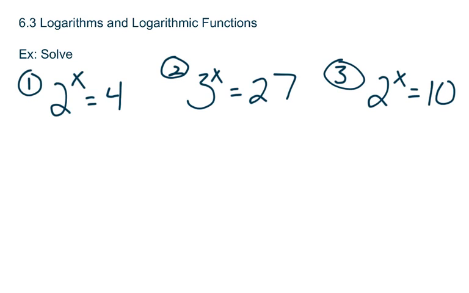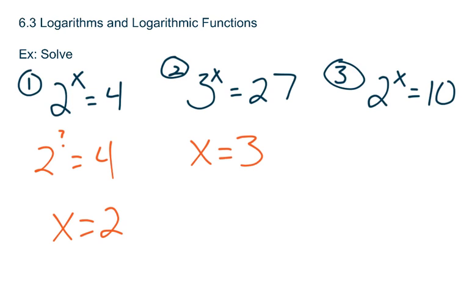Section 6.3, Logarithms and Logarithmic Functions. We're going to start off with a couple of basic examples, and it leads me to why we're talking about Section 6.3. Number one, 2 to the x power equals 4. What we're basically figuring out is 2 to what power is 4. Well, that one clearly is 2, because 2 squared is 4. Same thing with number 2. 3 to what power is 27? Well, I'm pretty sure that 3 cubed is 27, so then x is equal to 3.